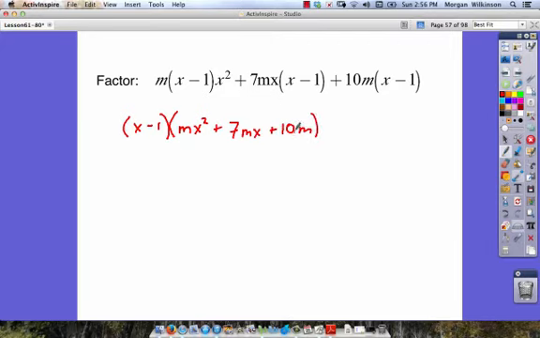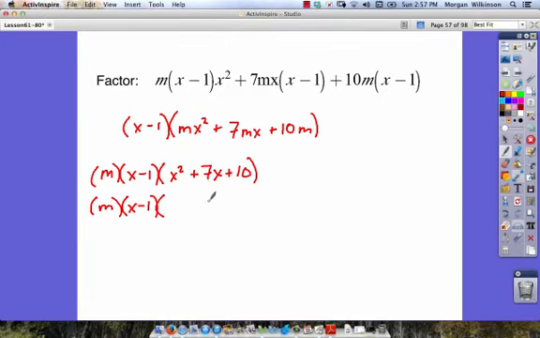Now as we look at this problem, we've got to see if there's anything else that we can factor out. And if you notice, all three of our terms within our trinomial also have an m. So let's factor out the m. We're going to get m times x minus 1, and if we factored out the m, we're left with x squared plus 7x plus 10. Now we've got our trinomial that we need to factor. So let's bring everything down. We've got m times x minus 1.